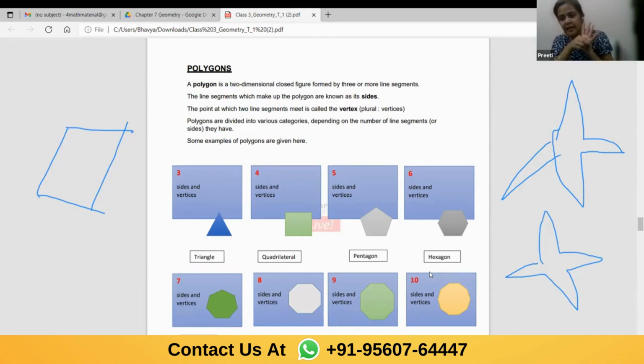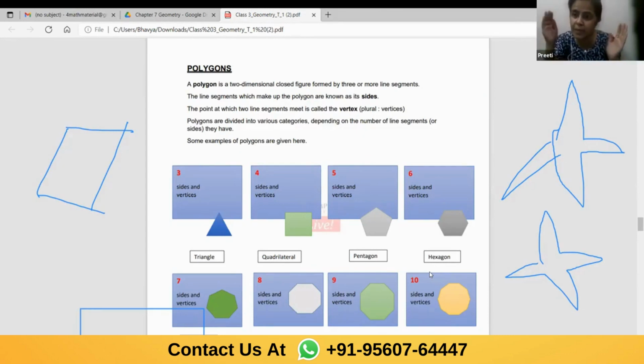Quadrilateral is a term derived from the word quad, Q-U-A-D. Quad means 4. So any shape with 4 sides that is closed is named a quadrilateral. I've told you all the types of quadrilaterals that are possible. Now, when we go on to 5 sides, it becomes a pentagon. Children, these shapes can be regular also, or irregular also.